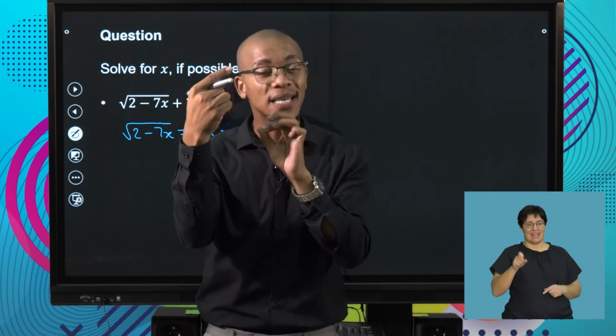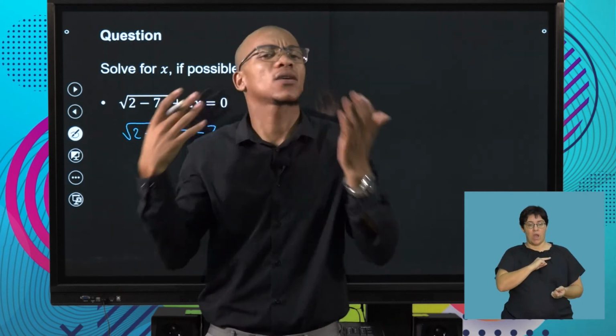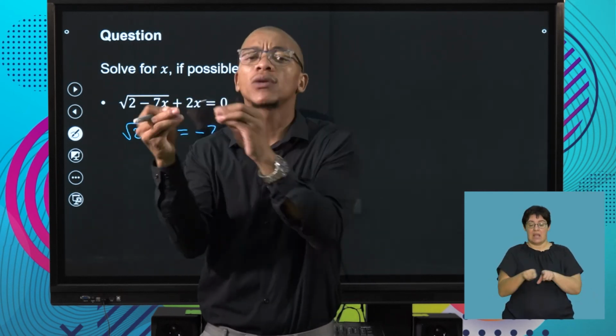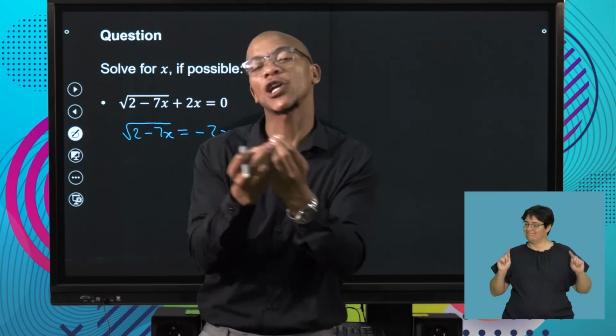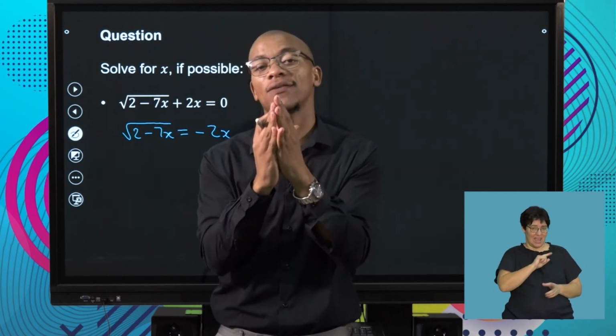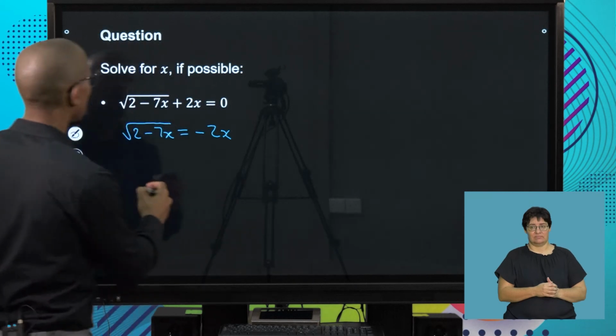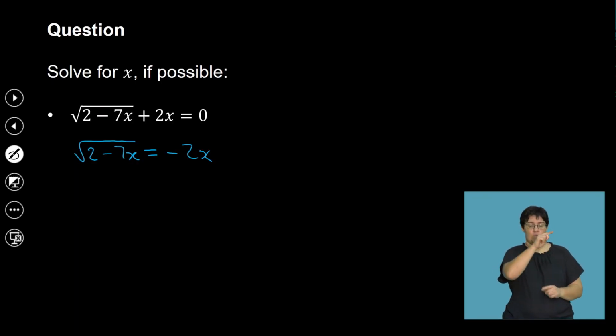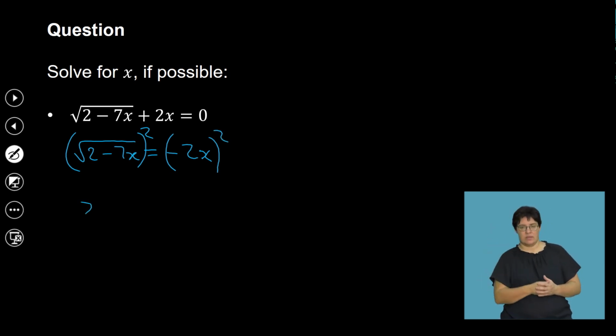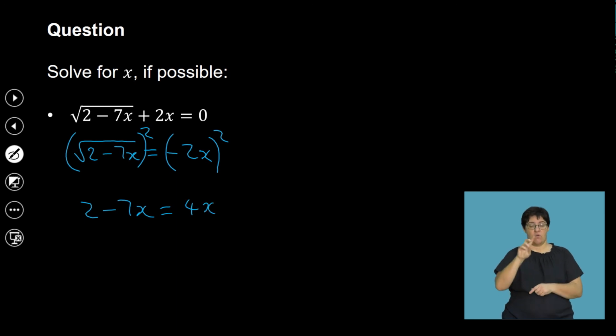In the previous example, we couldn't, because it was just a constant. It is saying it is equal to negative 3, which it cannot be. So that's where the difference is here. So I'm going to square both sides. This will be 2 minus 7x equal to 4x squared. And then it becomes 4x squared plus 7x minus 2 equal to 0.